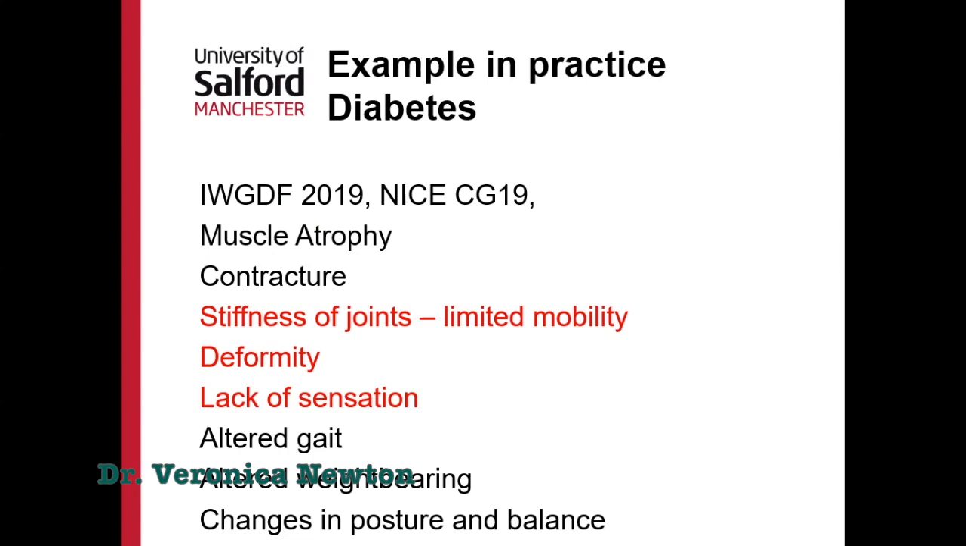The second example that I'd like to speak about today is the deficits in neurological status that might occur in people who have diabetes. And there are a number of aspects of deficit that might present in people with diabetes. Some of the common ones, and particularly to the area of research and interest for me, is around limited joint mobility, deformity, and the lack of sensation that might occur in this particular group.